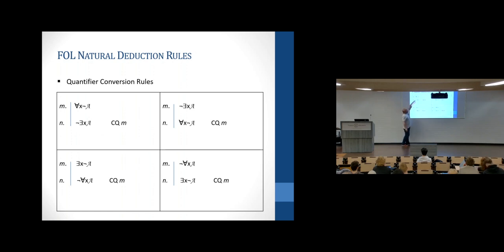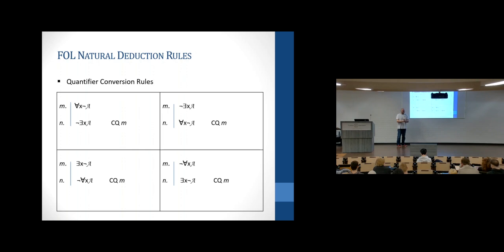So if you have universal negation, you can turn it into negated existential. If you have existential negation, you can turn it into negation universal, and vice versa. Again, if you have a negation next to a quantifier, you can swap these as long as you also switch which quantifier it is.